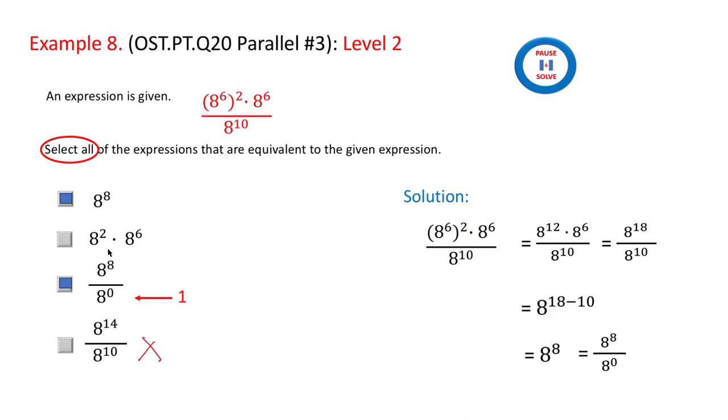Don't stop there. Let's check this one also. 8 to the power 2 times 8 to the power 6. 2 plus 6 is 8. That's 8 to the power 8, so that's also another good answer. So we got it right here.